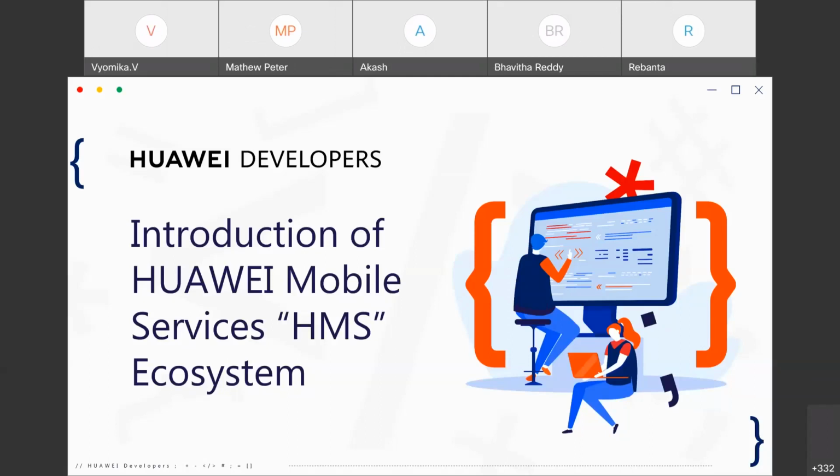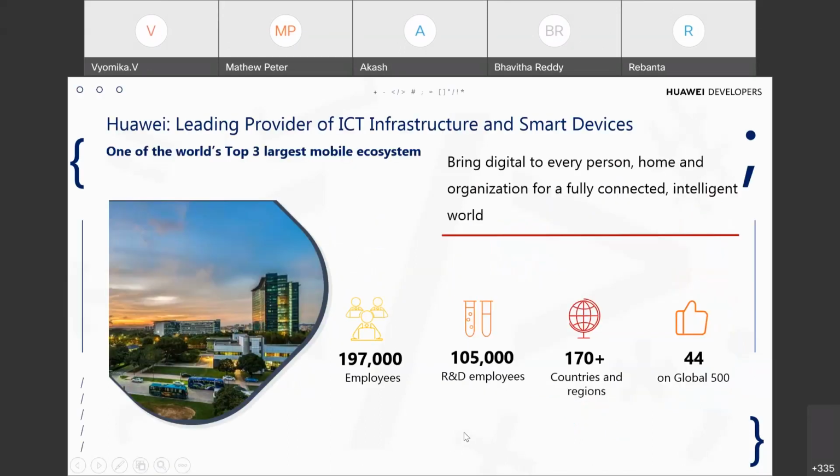So, okay, guys, let me take you through this introduction of Huawei mobile services ecosystem, first of all. So, what is Huawei all about? Let me give you a very brief about Huawei. Huawei is a leading provider of ICT infrastructure and smart devices. So, it is one of the world's top 3 largest mobile ecosystem.